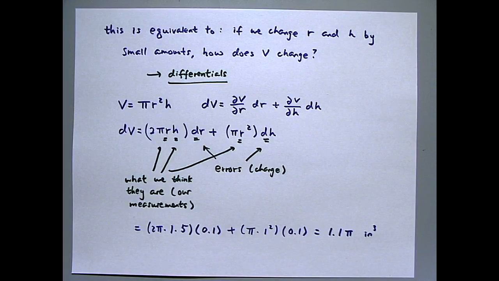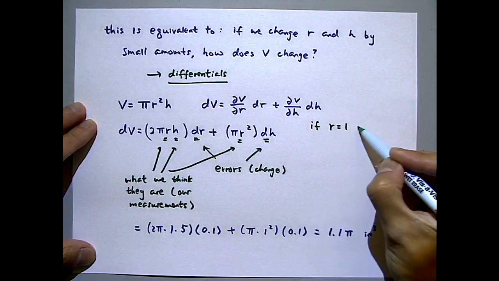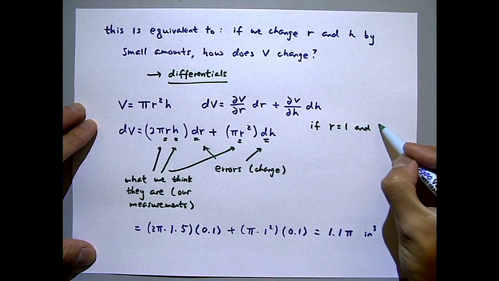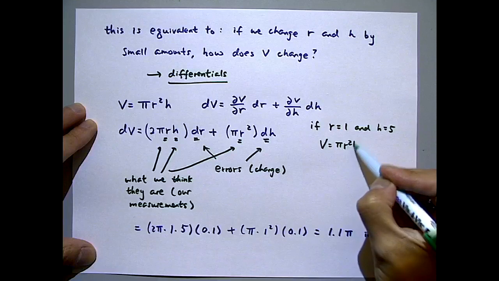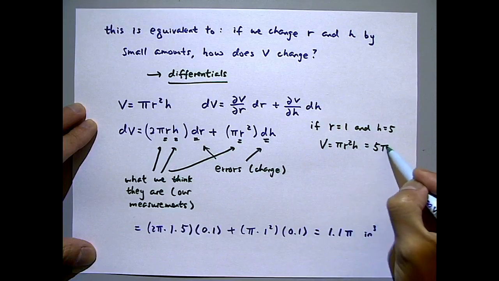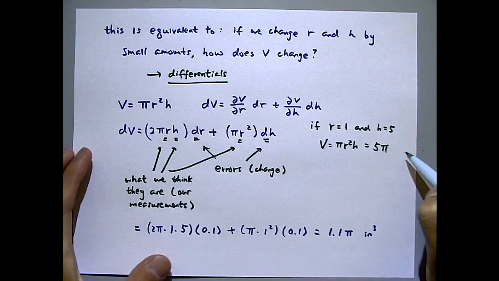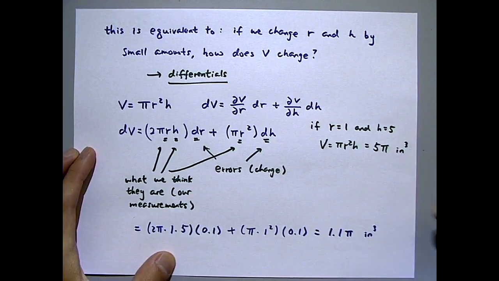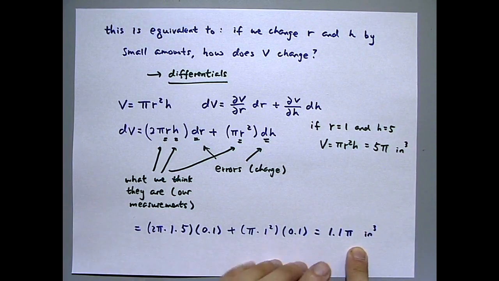Okay? Now let's look at how big this really is. If R is equal to 1 and H is equal to 5, V is pi R squared H is equal to 5 pi. So this 5 pi is what we think the volume is. If our measurements are perfect, then the volume is 5 pi cubic inches. This is the error that we potentially need to account for.